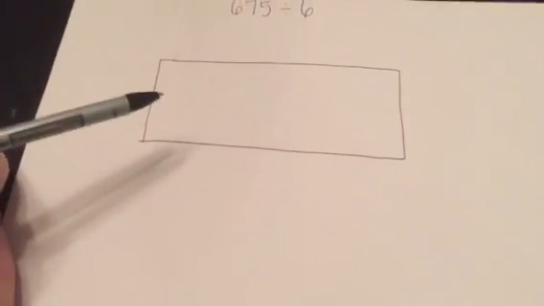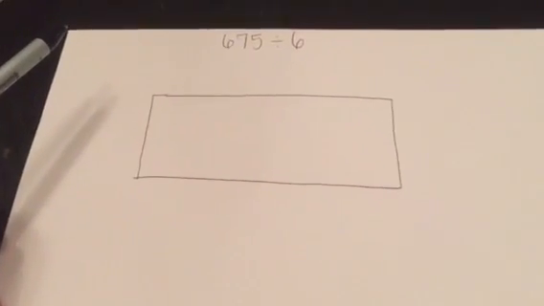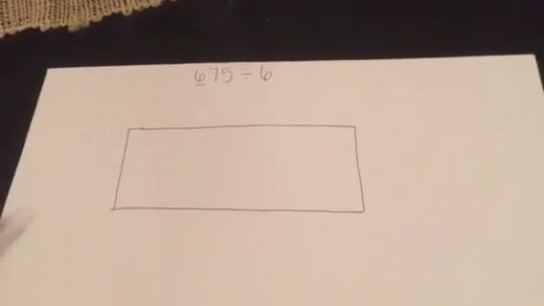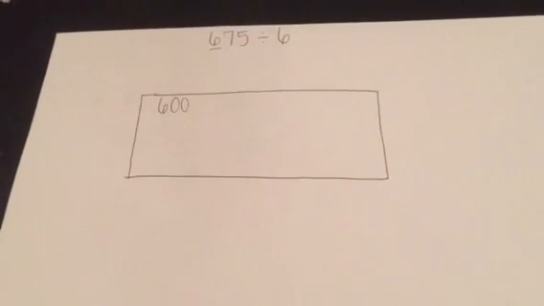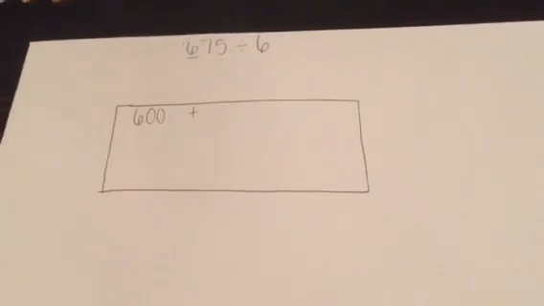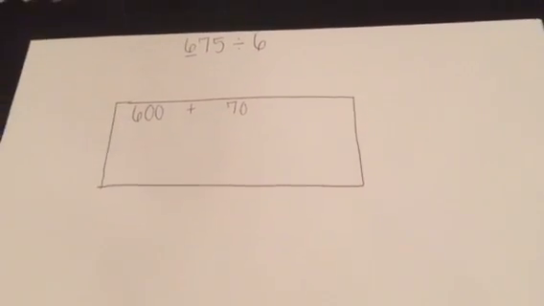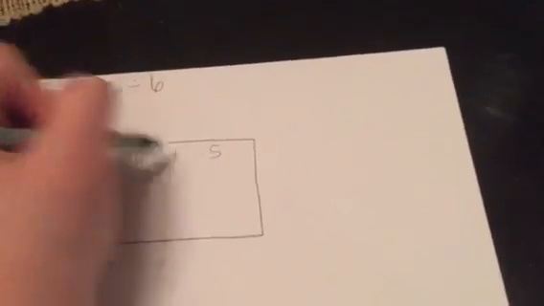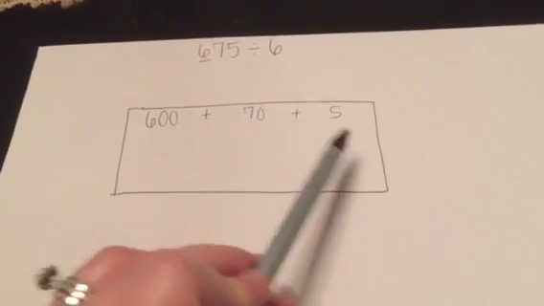So just like in the box method with multiplication, we have to break these numbers down here into place value. So what we do is we take that 6, which is really 600 because it's in the hundreds place, and we write 600 right here. And then we're going to look at the tens place, which has a 7. So that 7 is really worth 70. And then we're looking at the ones place, which is 5. So we are adding 5. So that just breaks up that number. 675 is now 600 plus 70 plus 5.